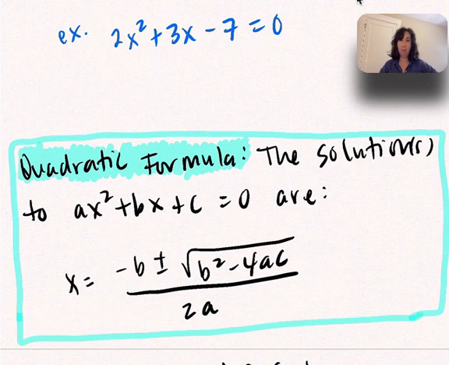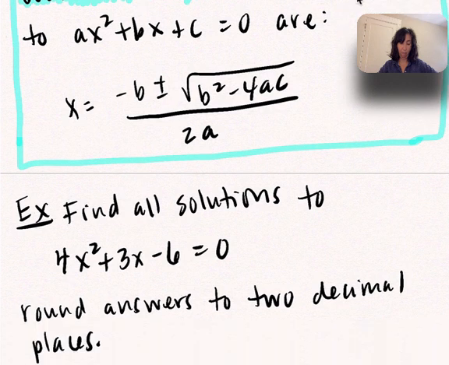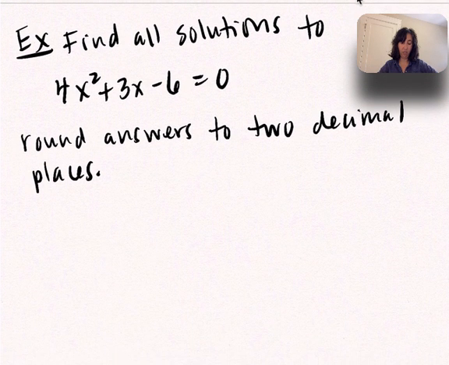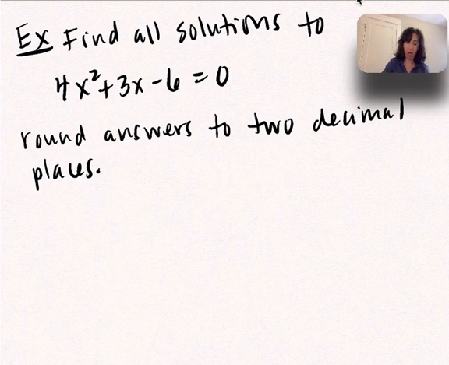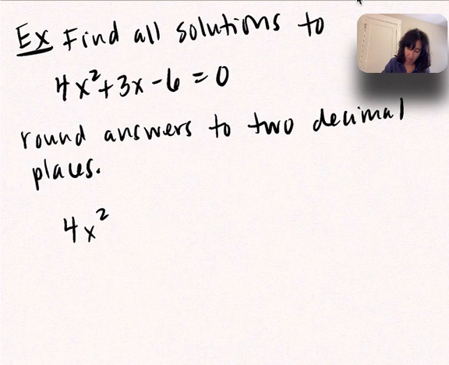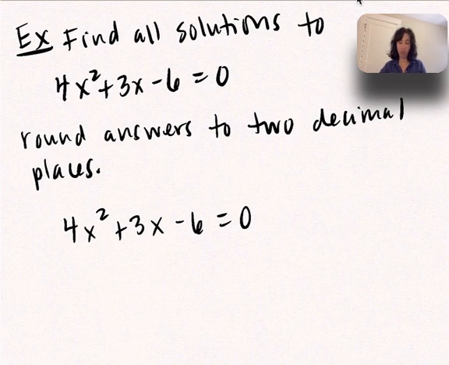So we're going to look at an example. I'm going to show you guys how you use this formula. We'll find all solutions to 4x squared plus 3x minus 6 equals 0, and we're going to round our answers to 2 decimal places. Okay, so our equation is 4x squared plus 3x minus 6 equals 0. Now, in order to use the quadratic formula to find the solutions here, we need to first identify what a, b, and c are.